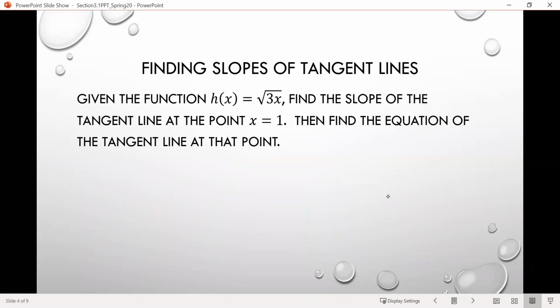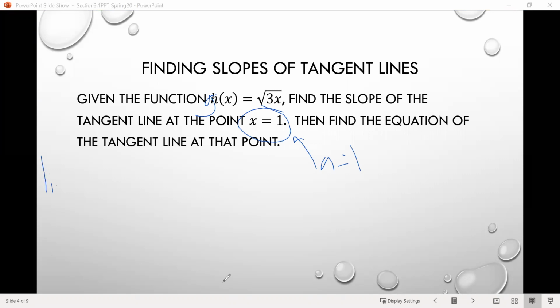So here we have the function h of x, and actually, for clarity, I'm going to call this g of x, and you'll see why in a minute, equals root 3x. And they want us to find the slope of the tangent line now at the point x equals 1. So in this case, our value for a now is 1. And then we'll find the equation of the tangent line. So we can go ahead, set this up similar to the way we set up the last one.